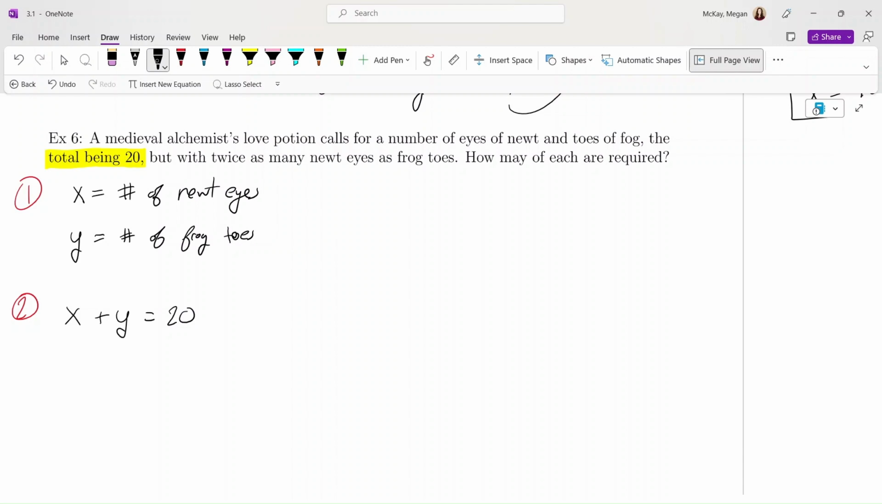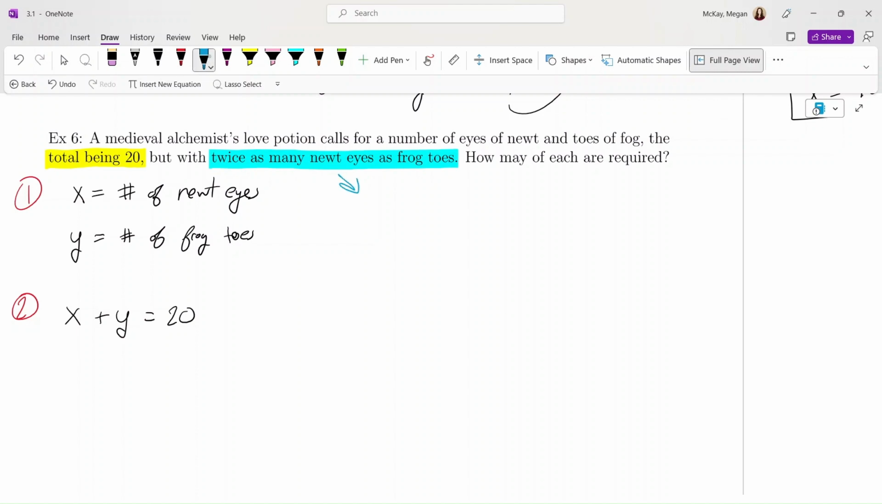So the second half of that first statement says, but with twice as many newt eyes as frog toes. Twice as many newt eyes as frog toes. Now sometimes we might get a little excited and start writing down our numbers and equations before we've truly thought through this statement. The best way to think through this statement is to rewrite it.